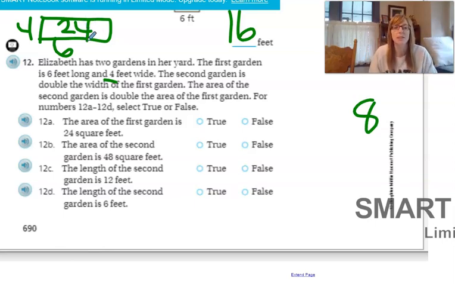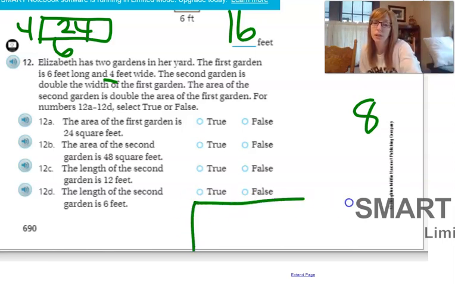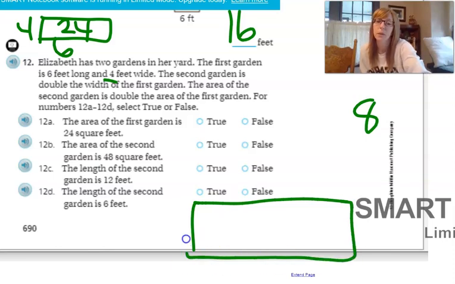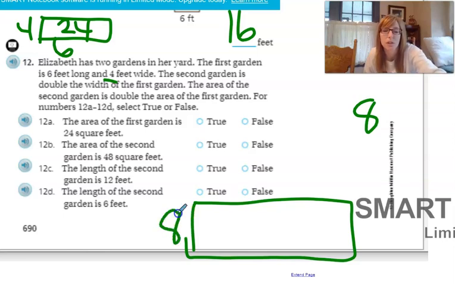So it says the first garden is 6 feet long by 4 feet wide. The second garden is double the width of the first garden. So we'll just draw another garden. And we're going to double, okay? So if we were at 4, this is now going to be 8, okay? So the second garden is double the width of the first garden. The area of the second garden is double the area of the first.